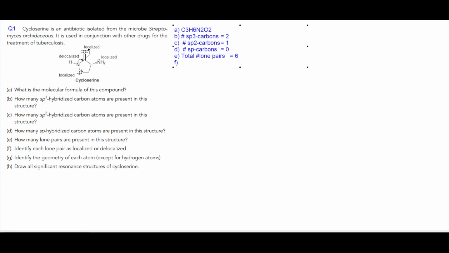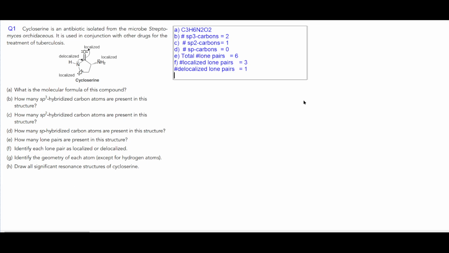Okay, so we can simply say that there are three localized lone pairs, and the number of delocalized lone pairs is only one.